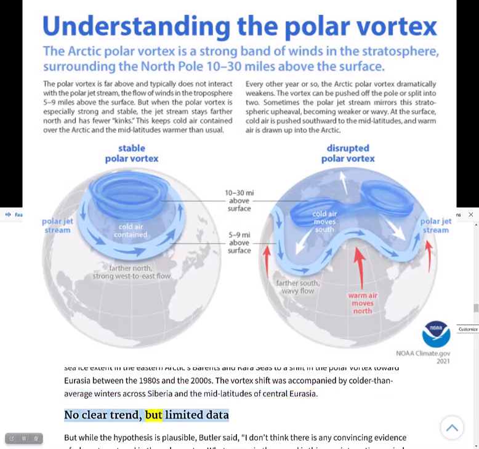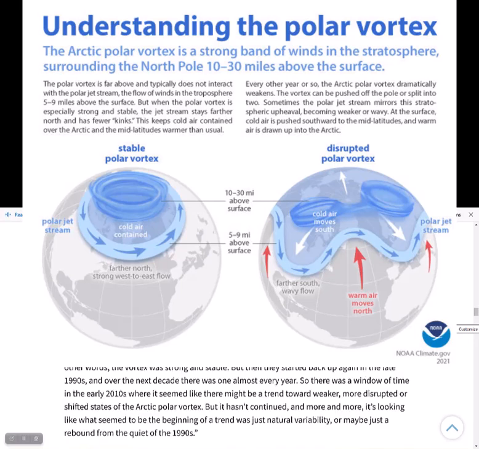No clear trend, but limited data. But while the hypothesis is plausible, Butler said, "I don't think there is any convincing evidence of a long-term trend in the polar vortex. What we see in the record is this very interesting period in the 1990s, when there were no sudden stratospheric warming events observed in the Arctic." In other words, the vortex was strong and stable.